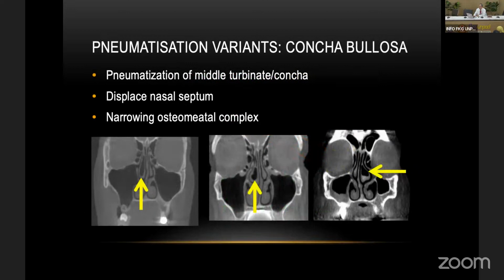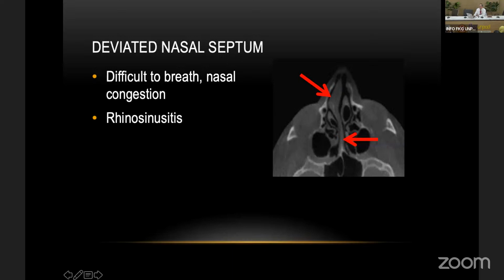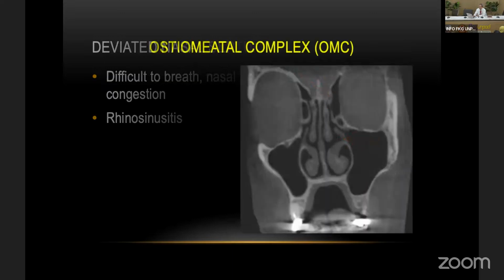Now, some of the variations of normal anatomy, when we do implants, sometimes we pay attention to. Here is the concha bullosa. Concha bullosa is a pneumatization of the middle concha. Normally, it's fine. Patients have no symptom, but sometimes if this pneumatization is big enough, it may narrow the osteomeatal complex. And sometimes patients have a deviated nasal septum. Patients also may have symptoms due to the deviated nasal septum.